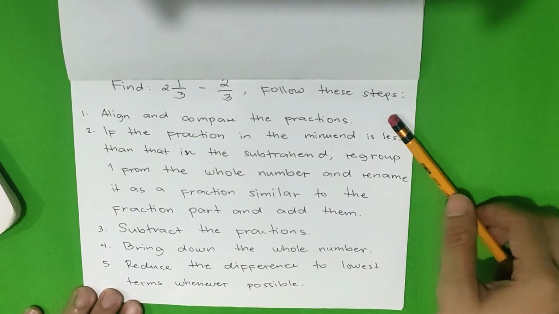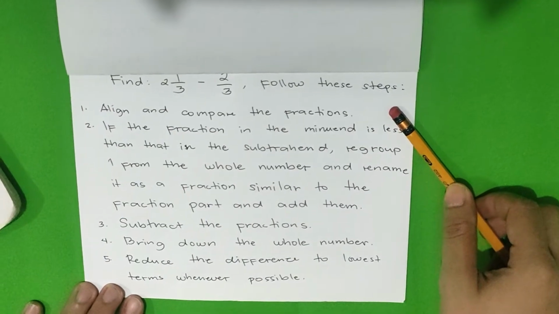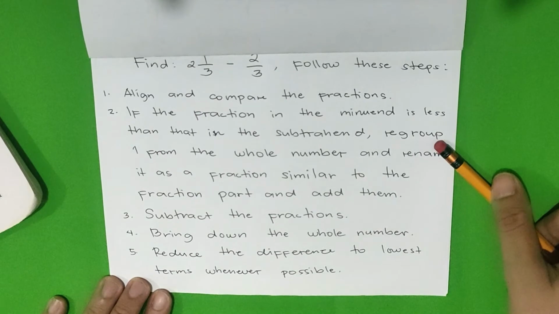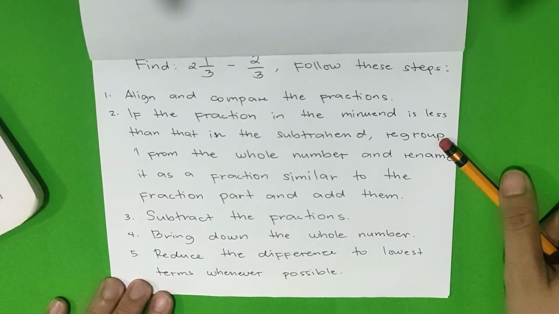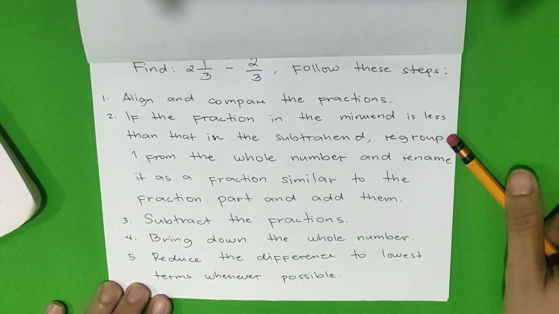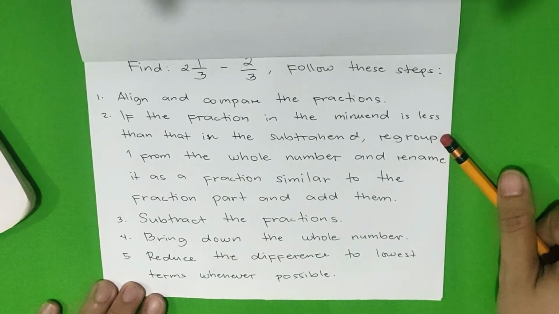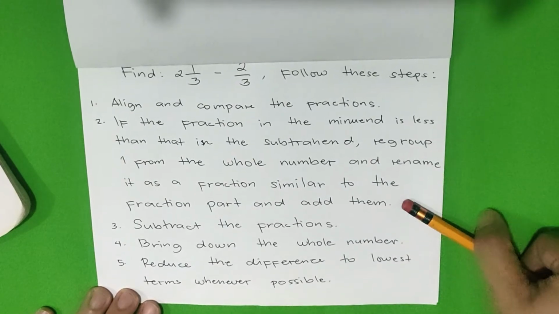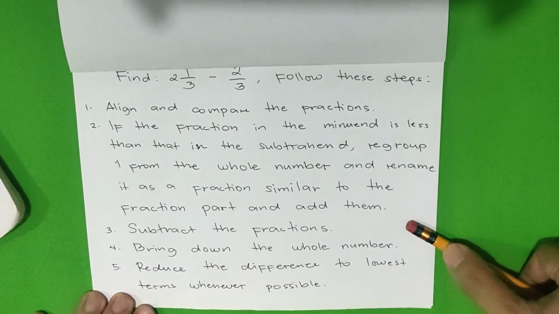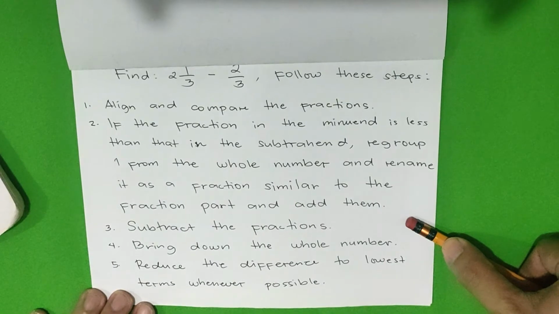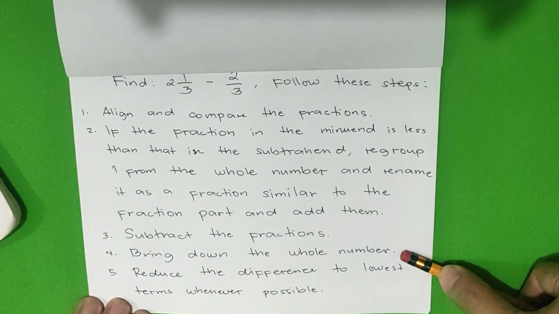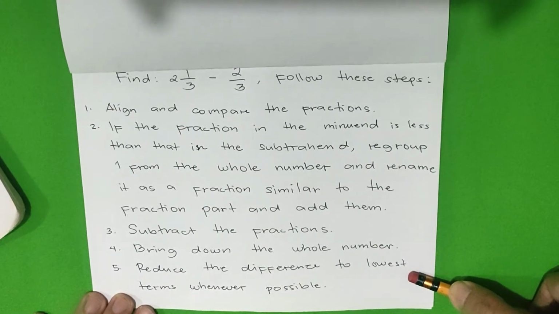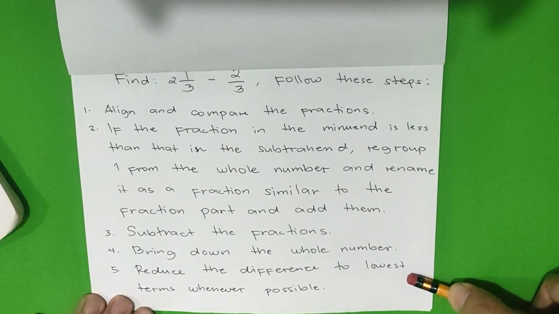Step 1. Align and compare the fractions. Step 2. If the fraction in the minuend is less than that in the subtrahend, regroup 1 from the whole number and rename it as a fraction similar to the fraction part and add them. Third step, subtract the fractions. Fourth, bring down the whole number. And 5, reduce the difference to the lowest terms whenever possible.